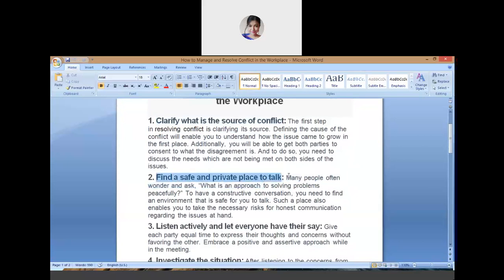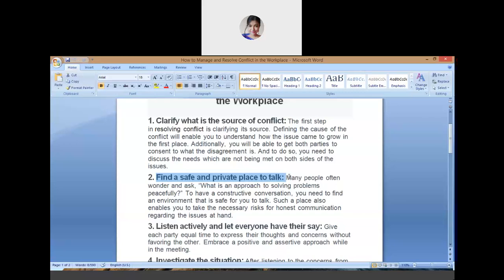Next point is to find a safe and private place to talk. Now, when there is a conflict, you must not involve a lot of people, because the involvement of a lot of people might not help you to resolve the conflict. When a lot of people are involved in a particular thing, the problem would increase rather than decrease. So you must not include a lot of people to resolve the conflict.